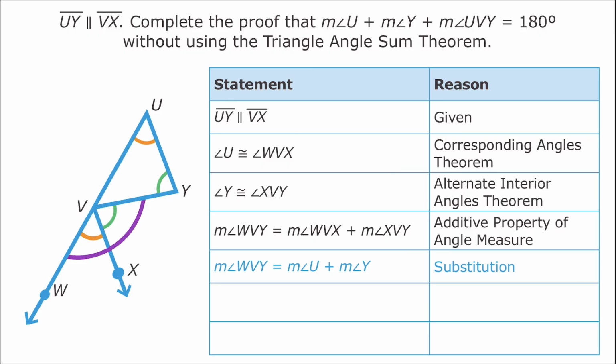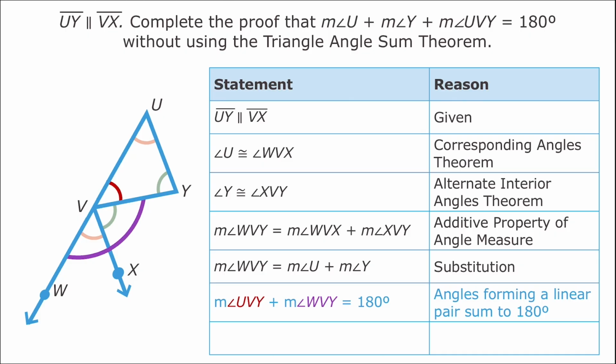Okay, we're almost there. We need to figure out the next statement. Somewhere in the proof, we'll need to incorporate 180 degrees, since that's part of what we're trying to prove. We can say that the measure of angle UVY plus the measure of angle WVY is equal to 180 degrees, because they form a linear pair. Great! Now we just need to make our final statement, which should be what we're trying to prove. The measure of angle UVY plus the measure of angle U plus the measure of angle Y equals 180 degrees.